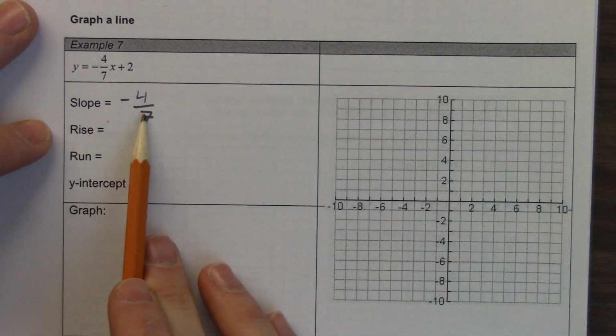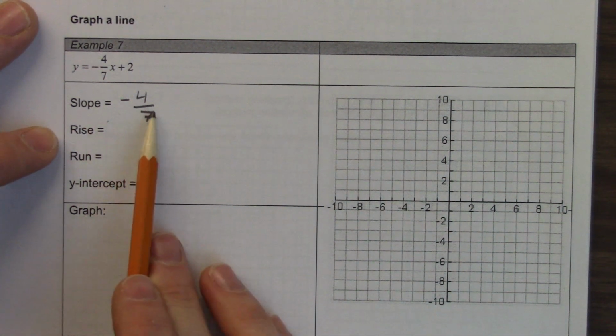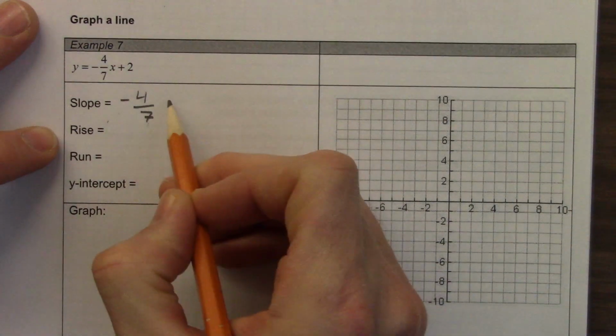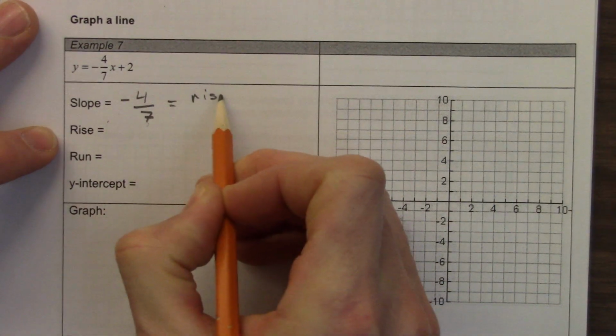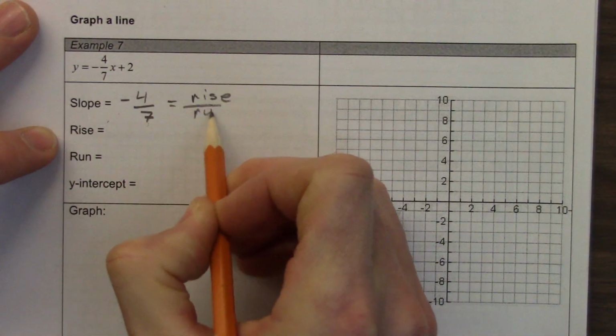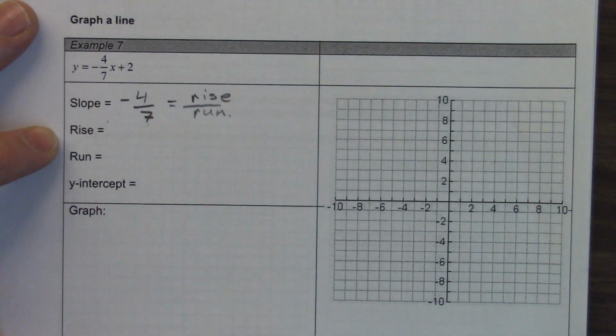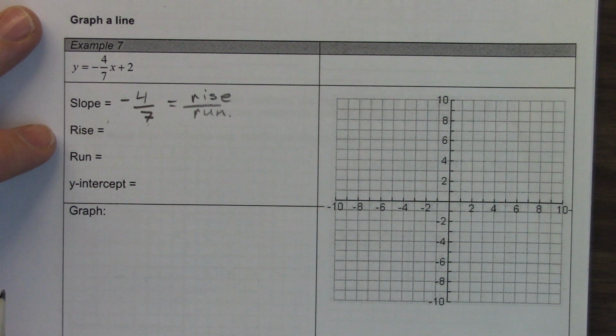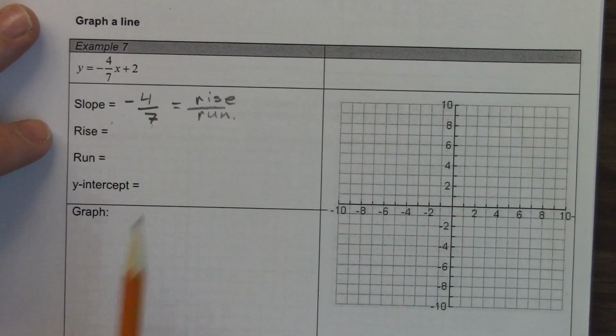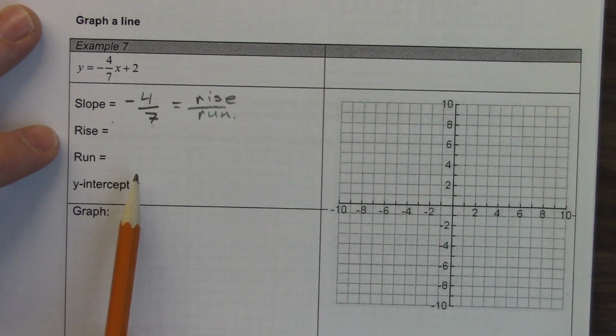If that's the slope, negative 4 over 7, what would be the rise? Remember, the slope is the rise over the run. Rudy, what's the rise? Say it again. I can't hear you. Negative 4 would be the rise and then 7 would be the run.